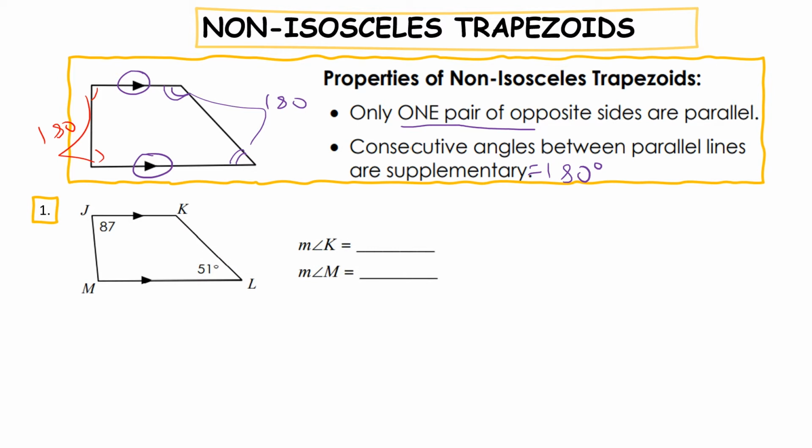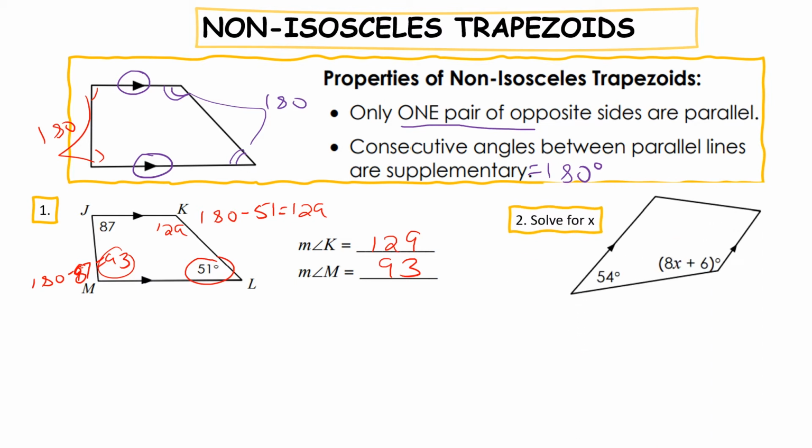So the measure of angle K, if we know that L is 51, we could simply subtract 180 minus 51, and that gives us 129. So the measure of angle K is 129, and the measure of angle M, subtract 180 minus 87, that equals 93. So the measure of angle M is 93. So K and L are supplementary and J and M are supplementary, meaning they equal 180.